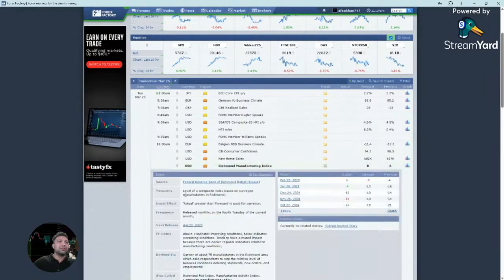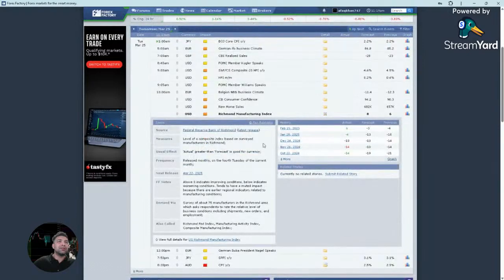And Richmond manufacturing is basically an index based in Virginia. So it is the level of the composite index based on manufacturing in Richmond, and above zero indicates improving conditions, and below zero worsening conditions. It surveys about 75 manufacturers in the Richmond area to rate the level of business conditions, shipments, new orders, and employment.